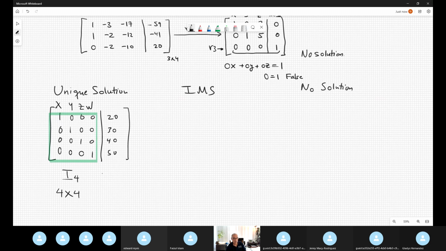It's obvious that x is 20. It's obvious that y is 30. It's obvious that z is 40. And it's obvious that w is 50. And this is a typical scenario of the unique solution. Clear or no?